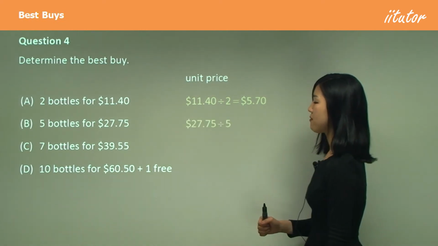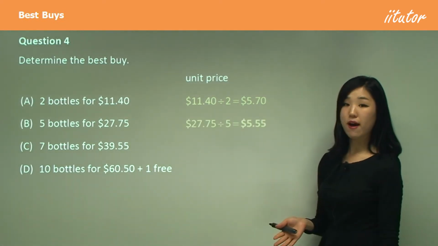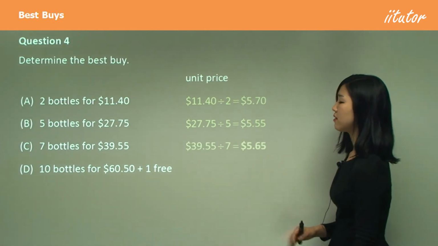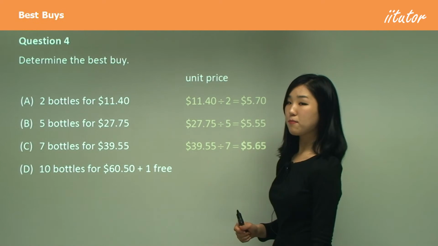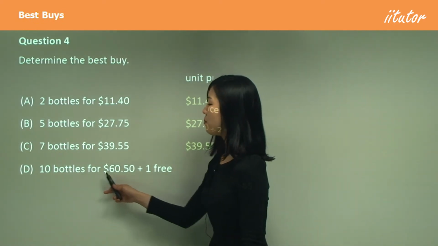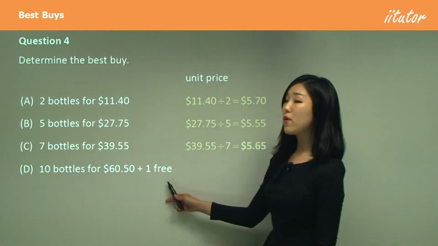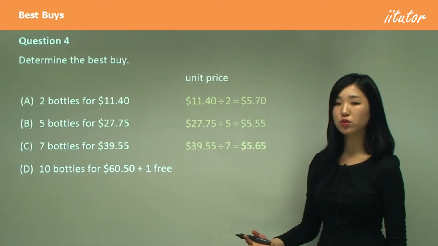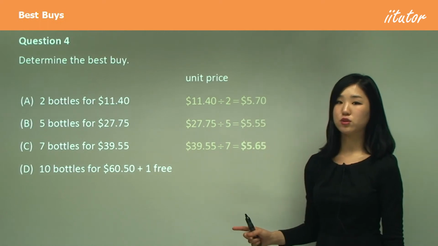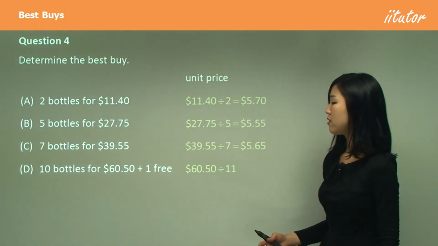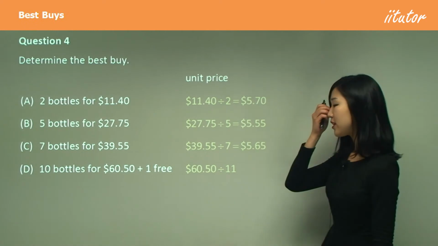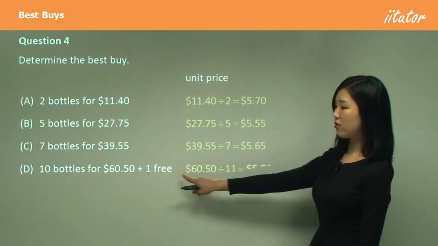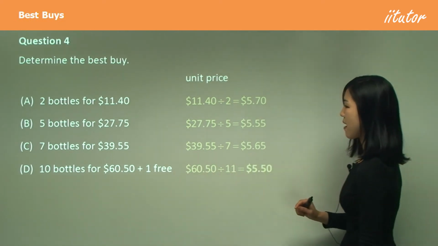This one, I'll divide it by 5 to get $5.55. This one, 39 divided by 7, that. And this one, it's a bit different. It says 10 bottles for $6.50, and we also get 1 free. Okay, so if you buy 10 bottles, you get 1 extra bottle. So you're basically getting 11 bottles. So in this case, I'd divide it by 11. So $6.50 divided by 11, that gives you $5.50. Make sure you understand what that means before you compare the prices.